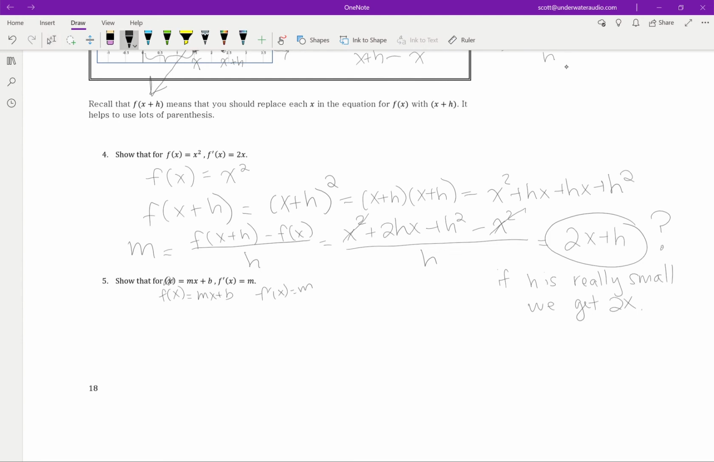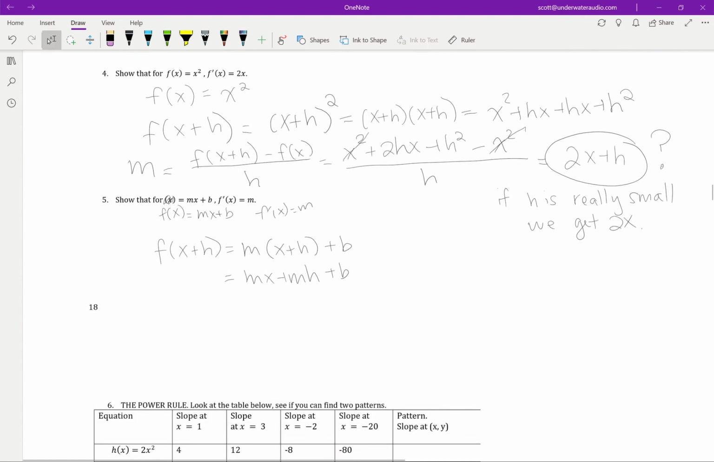So again, we have an f of x. Now we're going to think about what f of x plus h is, so we can use the difference quotient. And when we have an x plus h in here, we take our original function and replace every x with x plus h. And I always put parentheses, plus b. So I'll multiply that out. That's mx plus mh plus b.